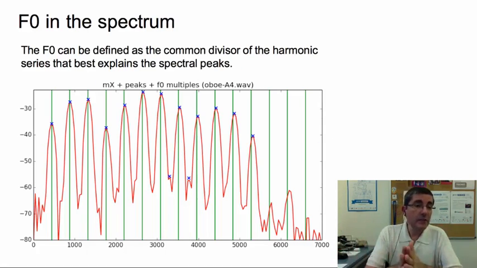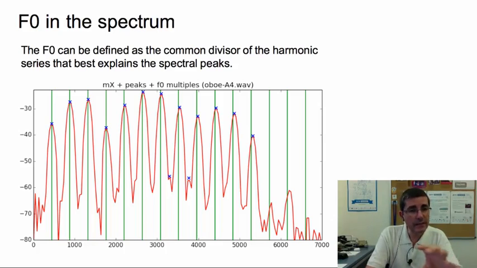So the F0, the fundamental frequency in the spectrum of a sound, can be defined as the common divisor of the harmonic series that best explains the spectral peaks. I think this is a very nice and compact definition that in fact we can develop algorithms for.